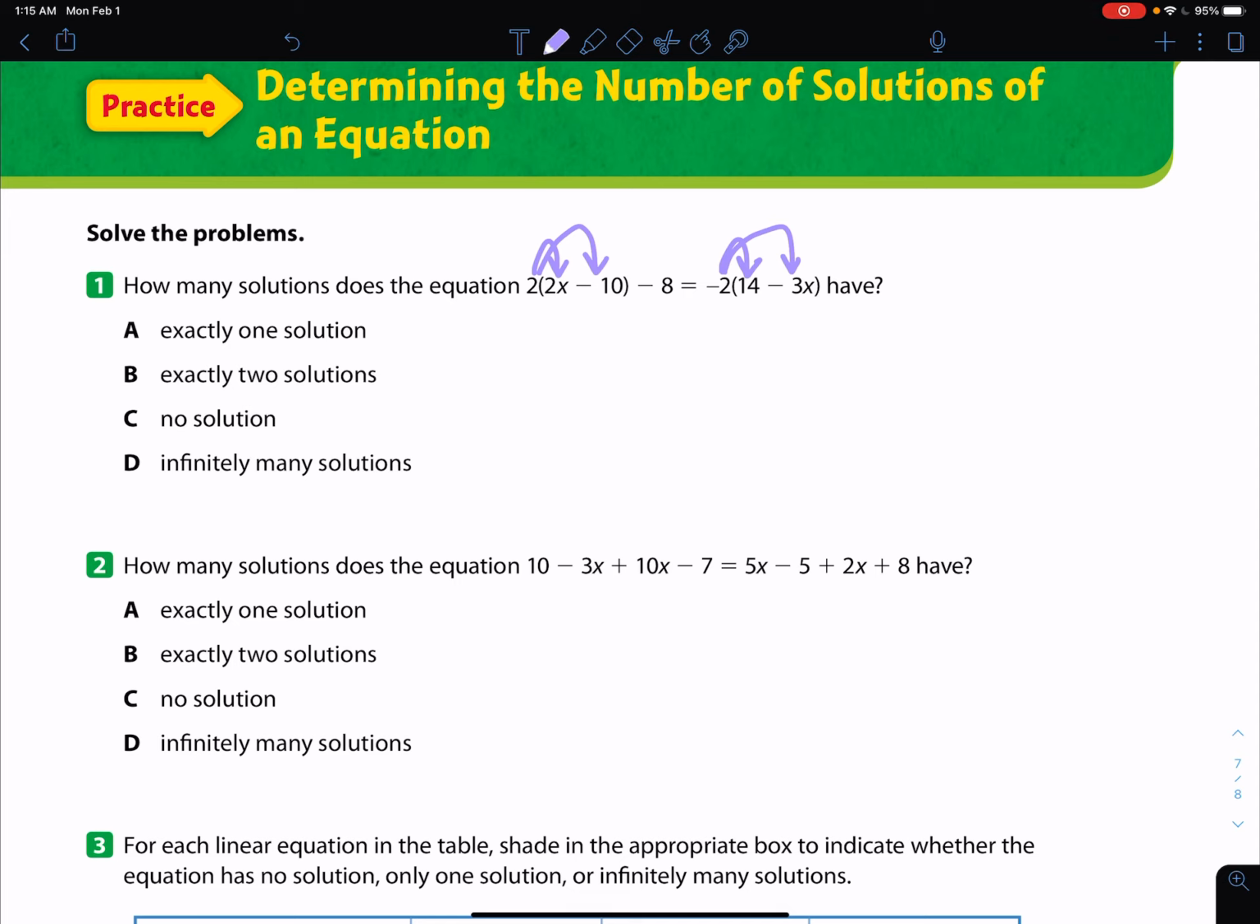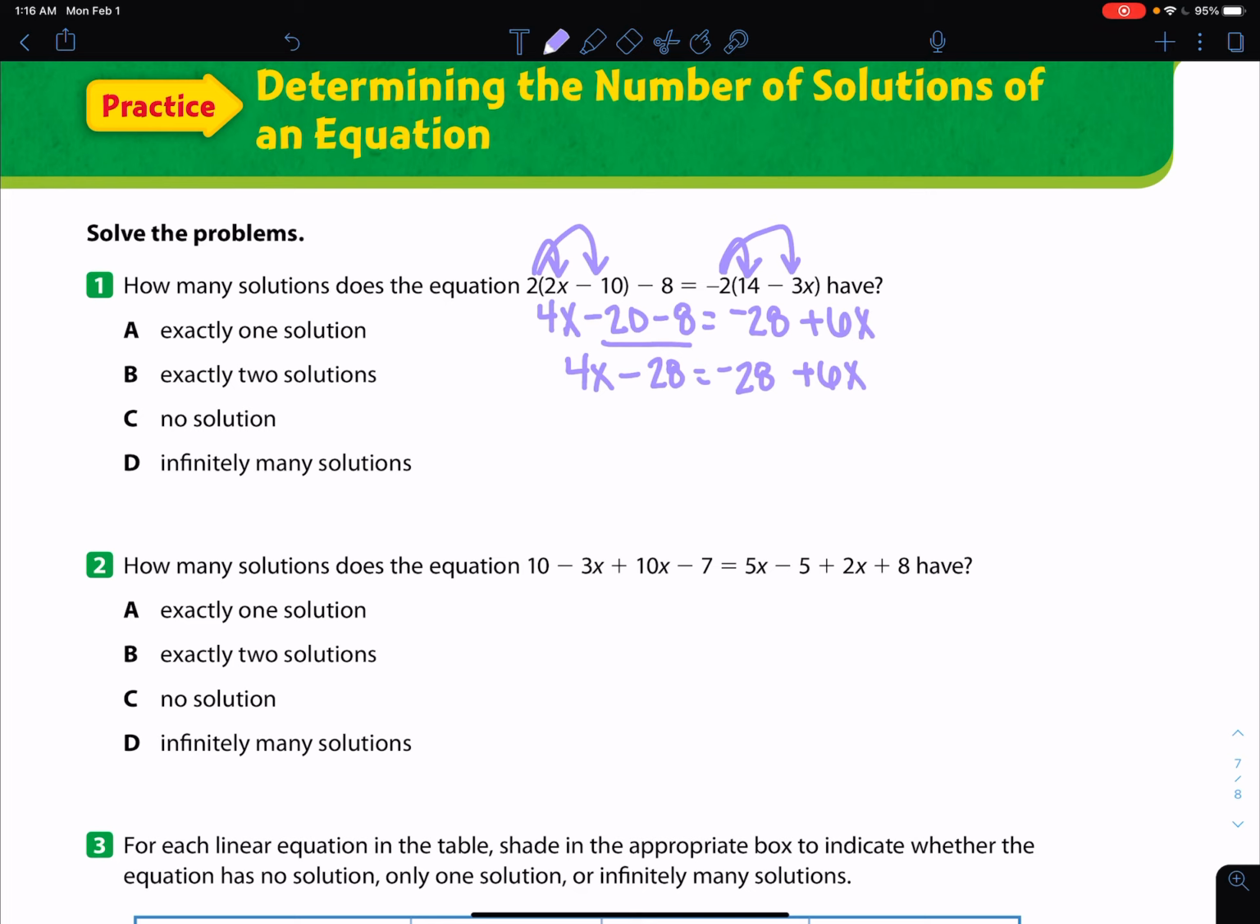So 2 times 2x is 4x. And then 2 times negative 10 is negative 20. Bring down what we haven't touched. Negative 2 times 14 is negative 28, and negative 2 times negative 3x is positive 6x. And then we're going to simplify or combine like terms. Here we'll have 4x minus 28, and then we have minus 28 and 6x.